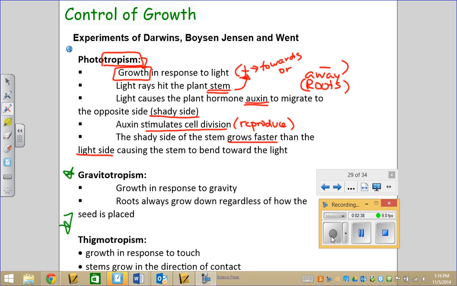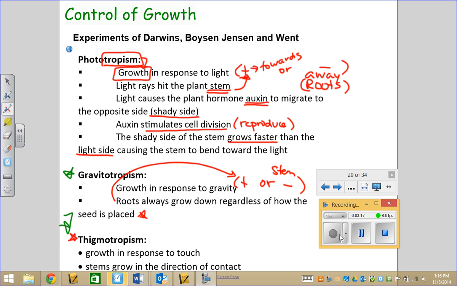Now, gravitropism is growth in response to gravity. And again, you can have positive or negative. Roots have positive gravitropism. The stem has negative gravitropism. So the stem grows away from gravity. The roots grow with gravity. A cool thing is that no matter which way you place a seed, roots will always grow down. So even if I took a plant and flipped it totally 180 so that the roots were facing up, it would bend and start growing downwards again.